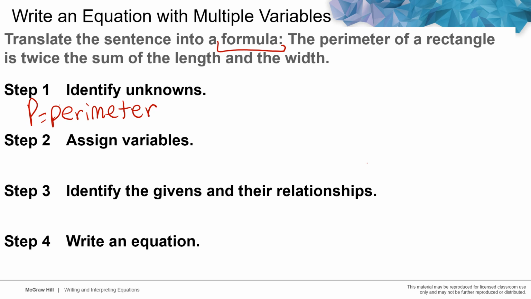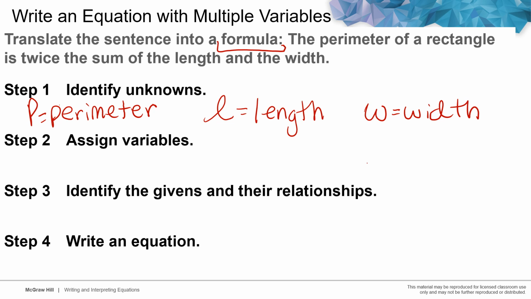There's two other things. The length and the width. Good. They don't tell us how long the length is. They don't tell us how long the width is. So I'm going to use L for length. And I'm going to use W for width. So we kind of already did part 2 as well because we assigned the variables. We gave all those variables to them.